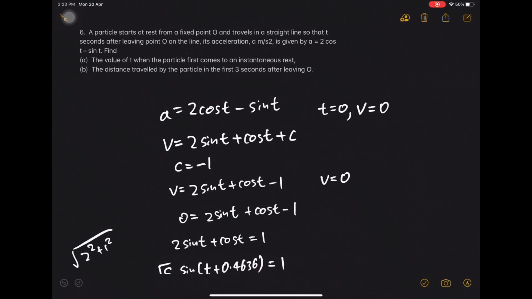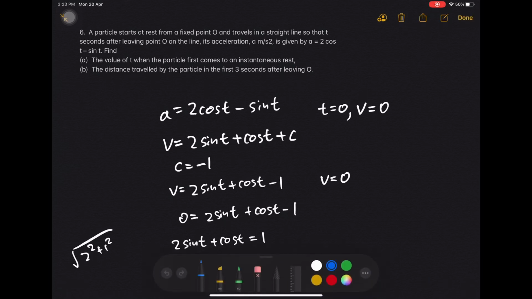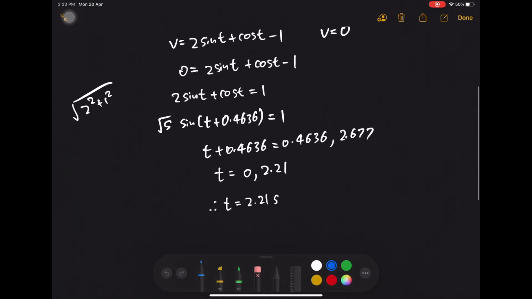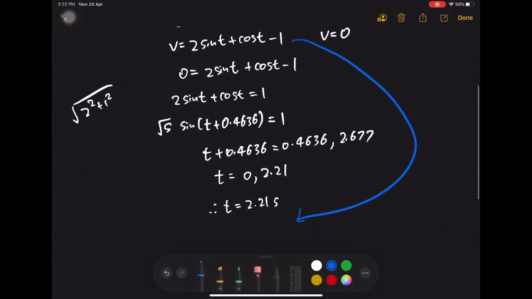Now we are down to our last question. You're going to find the distance traveled by the particle in the first 3 seconds after leaving O. You can let t be 0, t be 1, t be 2, but it's up to 3 seconds. But we do not have our displacement equation. We have our velocity and we have our acceleration. So we're going to integrate our velocity back to our displacement equation. So when you integrate this velocity, we have our velocity here. Right, we're going to integrate it.